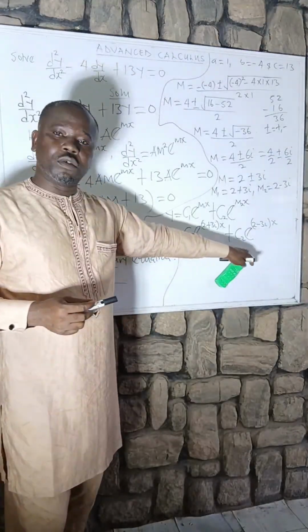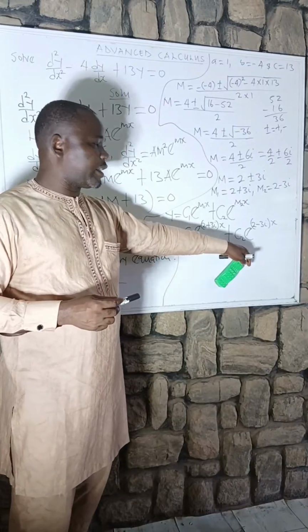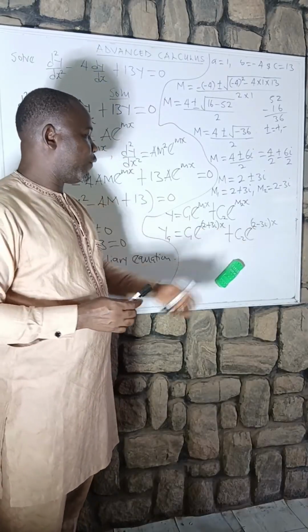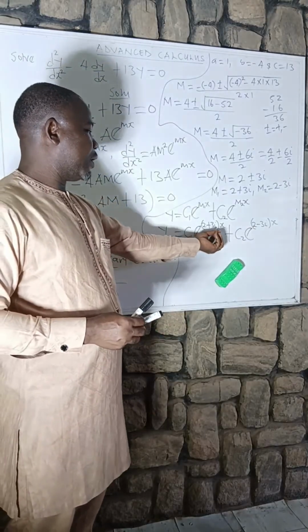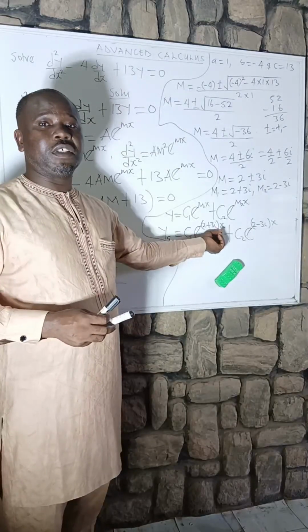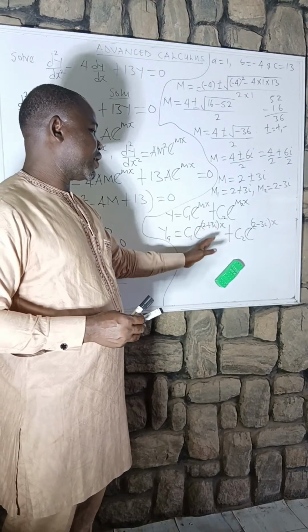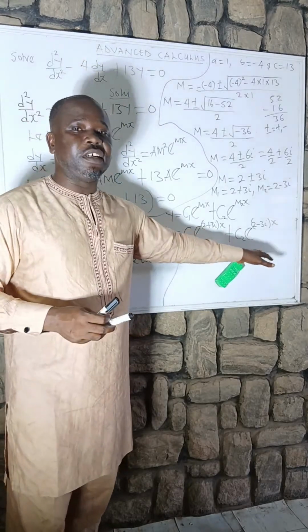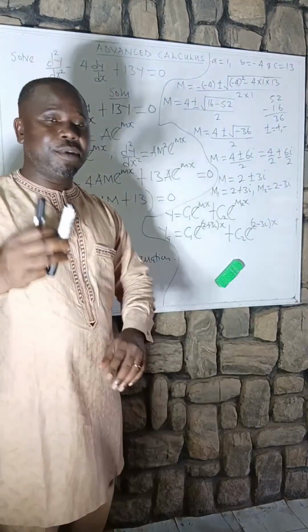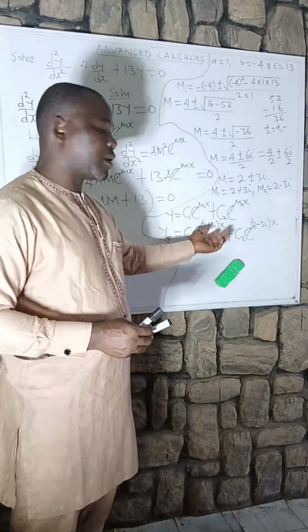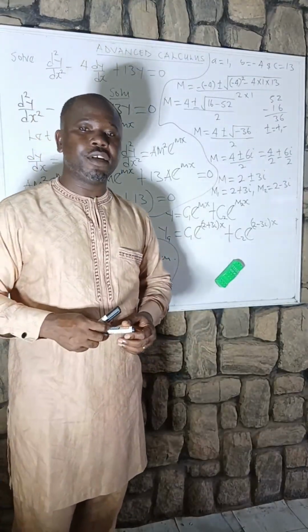This is the general solution, but for the fact that the roots are complex roots, it will not make sense. There will be no sense of belonging if we leave the general solution in this form. Why? Because the roots are what? Complex numbers. Is that clear?